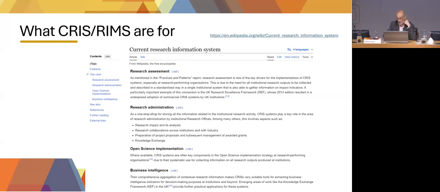You have the open science implementation, which is what I will mostly be talking about today. So monitoring every single publication, every single data set, working paper, you name it, it's all in there. And then finally, this business intelligence bits, which I wouldn't know how to translate in Spanish, actually.